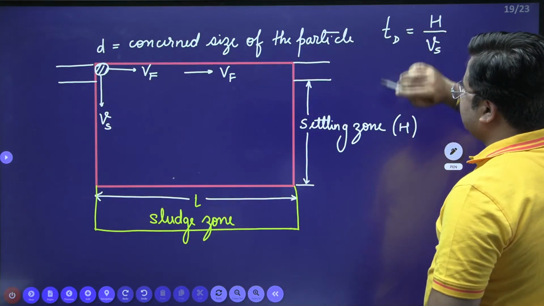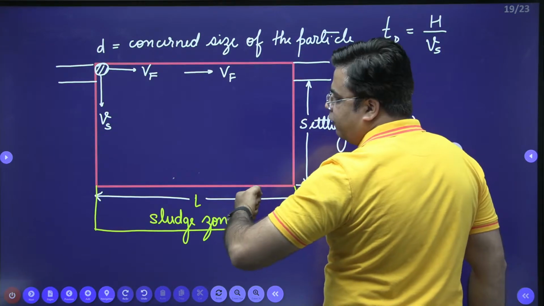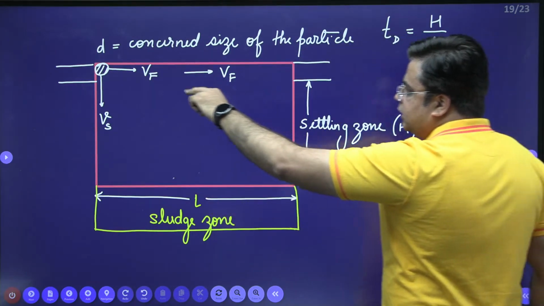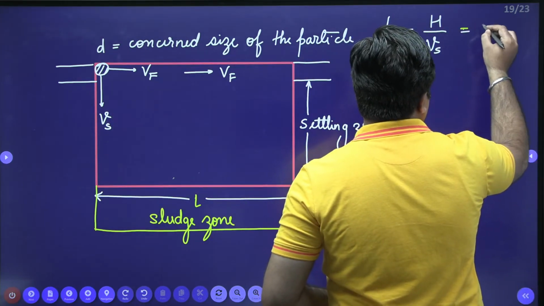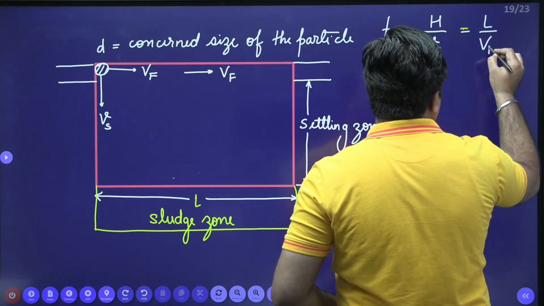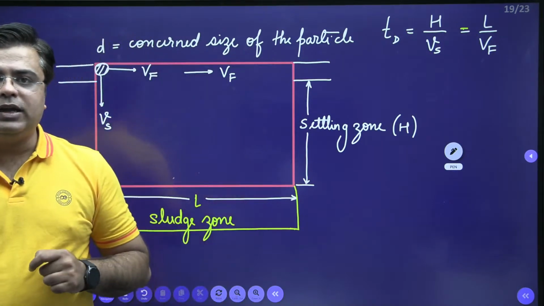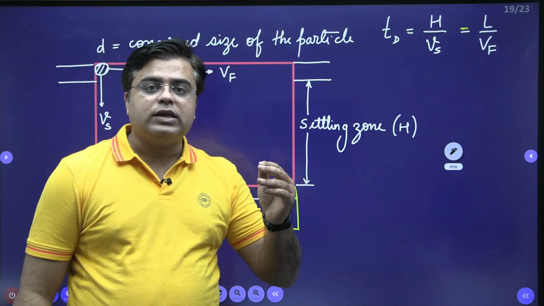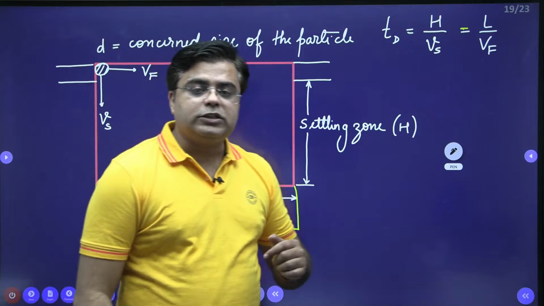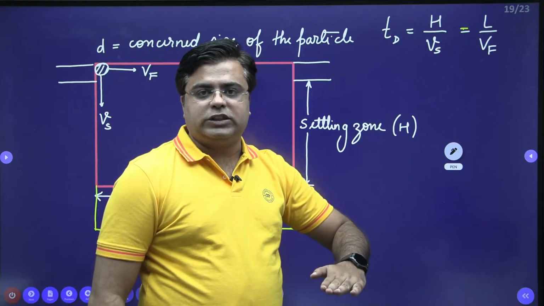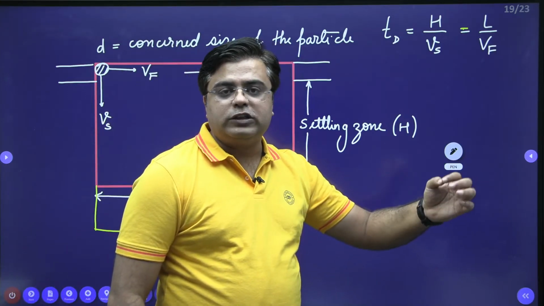Now, in the same time Td, this particle will flow with the horizontal velocity Vf. In the same time Td, it will cover the horizontal length L with velocity Vf. That is what we mean by designing the sedimentation tank with respect to the concerned size of the particle. In the available time, this particle will move down by the amount of H, and at the same time it will move along the length, the value of which is equal to L.